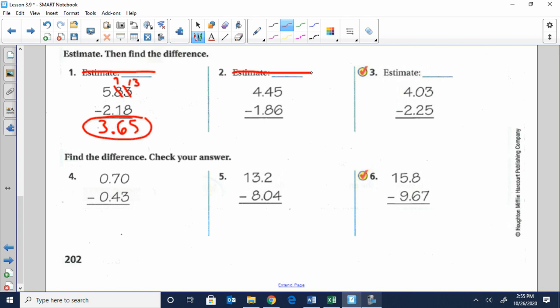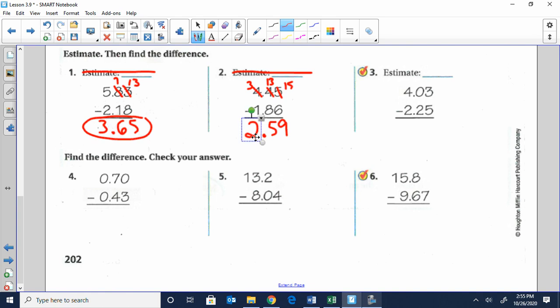On to number 2. 5 minus 6 you cannot do, so we cross off the 4, make it a 3. The 5 becomes 15. 15 minus 6 equals 9. Then we move over to the 10ths place. 3 minus 8 you cannot do as well. So we borrow from the 1s. The 4 becomes a 3. The 3 here becomes 13. 13 minus 8 equals 5. Decimal point comes straight down. 3 minus 1 equals 2.